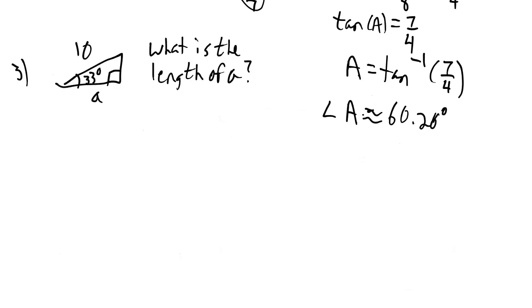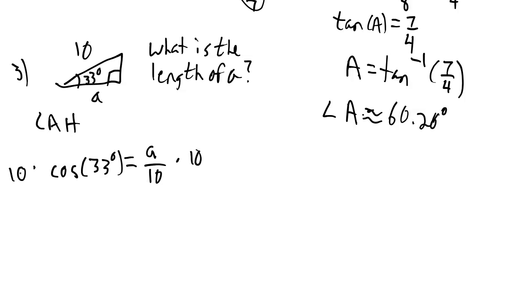All right, and finally, what is the length of A? What 2 sides are we looking at? We're looking at the adjacent and the hypotenuse. Adjacent and hypotenuse is cosine. So we have the cosine of 33 degrees is going to be equal to the adjacent over the hypotenuse. Get A by itself by multiplying by 10. And we get that A will be equal to 10 times cosine of 33 degrees.